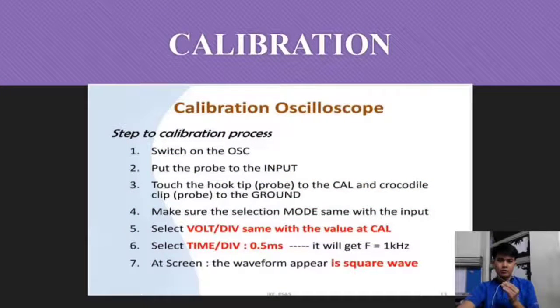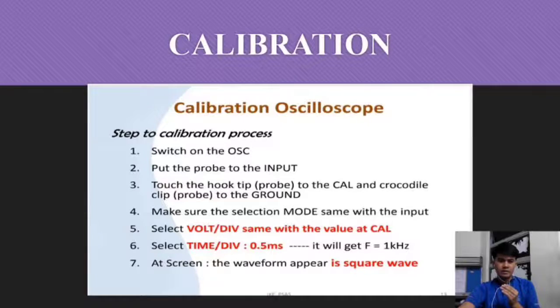Calibration. To check the calibration of the oscilloscope: Step 1, switch on the oscilloscope. 2, put the probe to the input. 3, touch the hook tip to the CL and the crocodile clip to the ground. 4, make sure the selection mode is the same as the input.